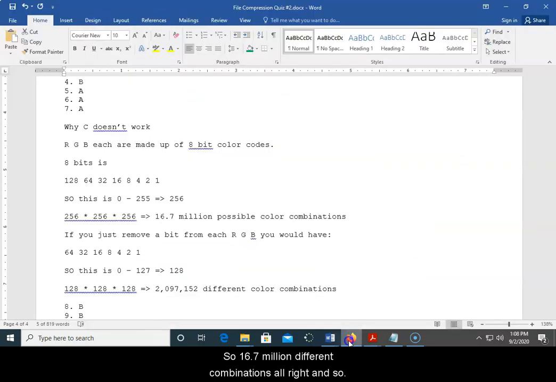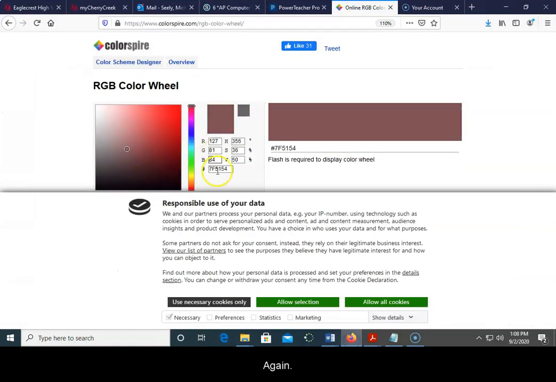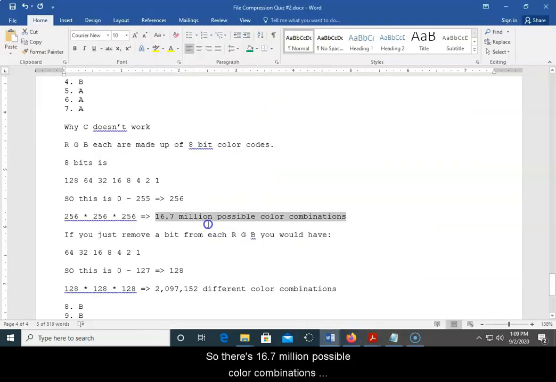And so, again, these values right here, F7, 51, 54, this is their decimal equivalent, okay? 127, 81, 84. But since hexadecimal only uses 2 characters in here, instead of potentially 255 for each of these, this just makes it easier with hexadecimal using less characters, all right? So there's 16.7 million possible color combinations.